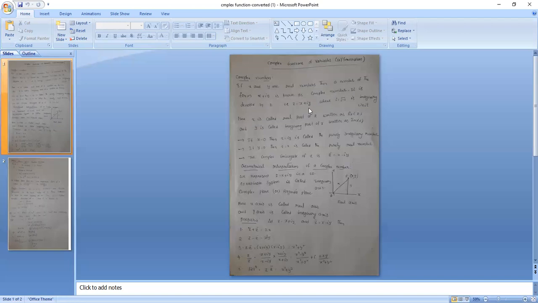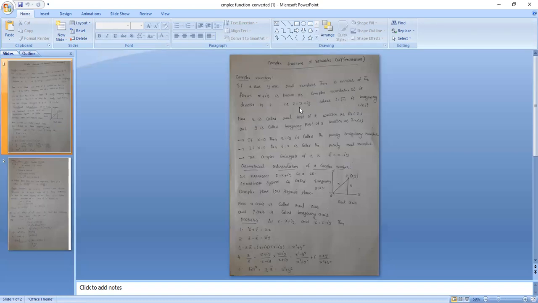Here x and y are real numbers. Any number we can represent in this form, x plus iy form, is called a complex number. Here i is called the imaginary unit. We can write i equal to square root of minus 1.